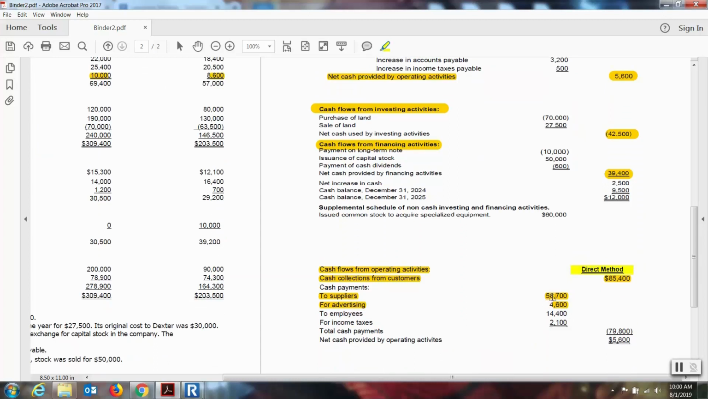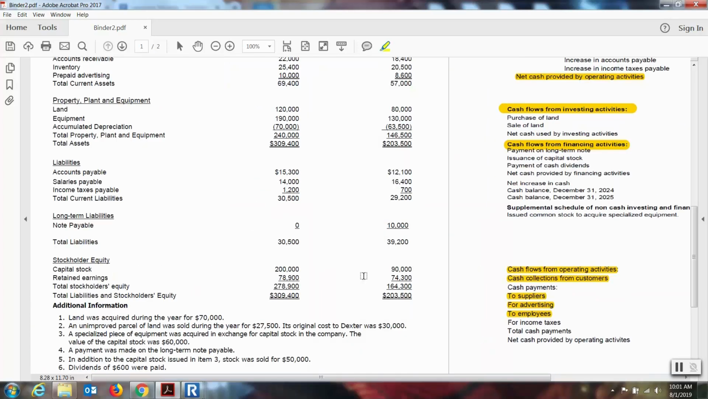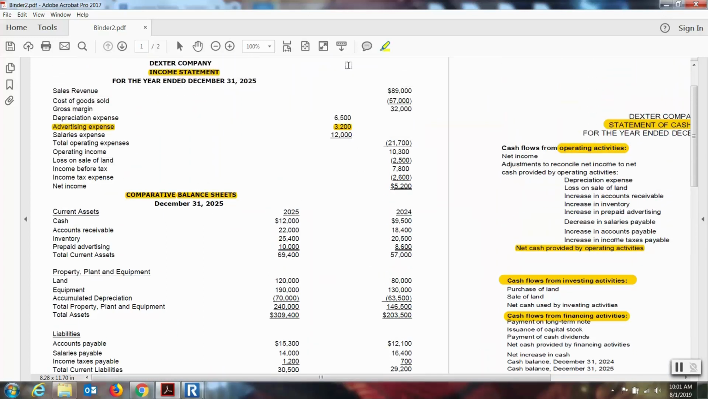Now remember, right now all of these are looking like positive numbers, but these are all actually going to be subtractions in the end. This area is going to be employees, so this is going to be for salaries. Let's go back to the income statement. We want to pick up our salary expense, and it is $12,000.